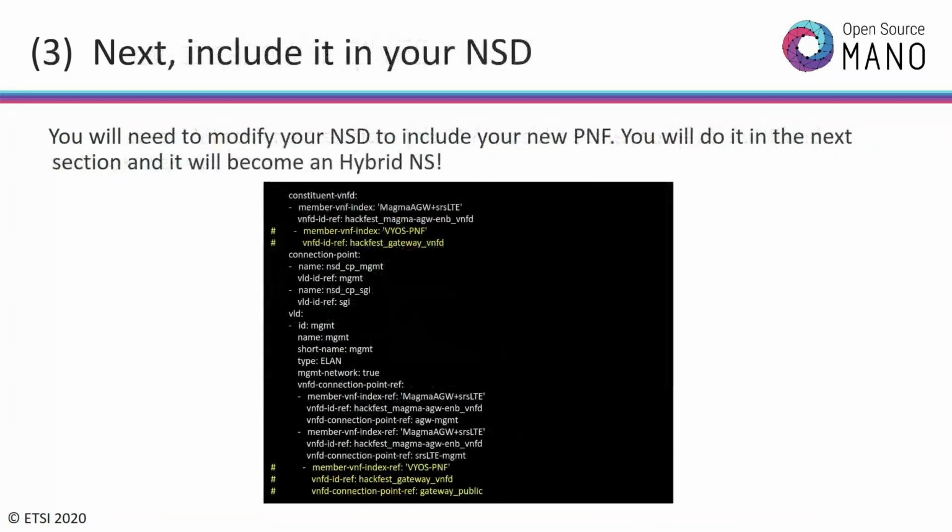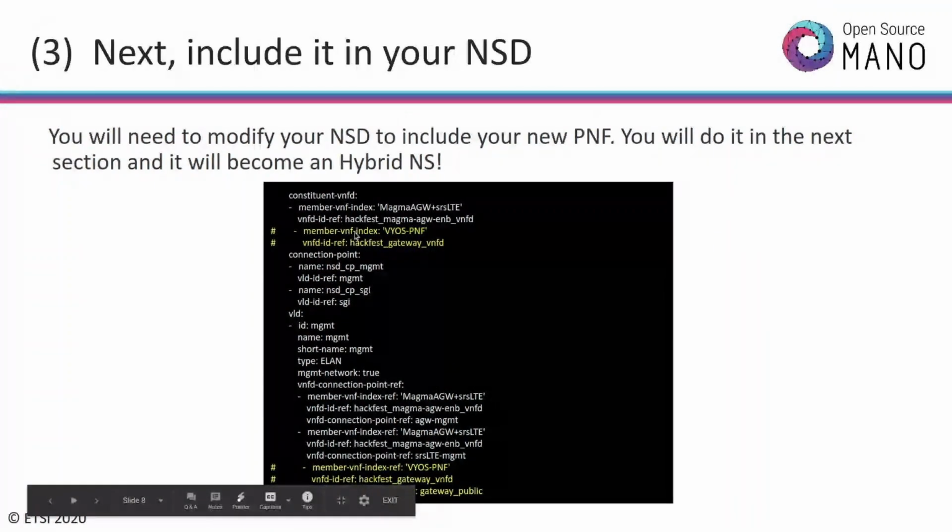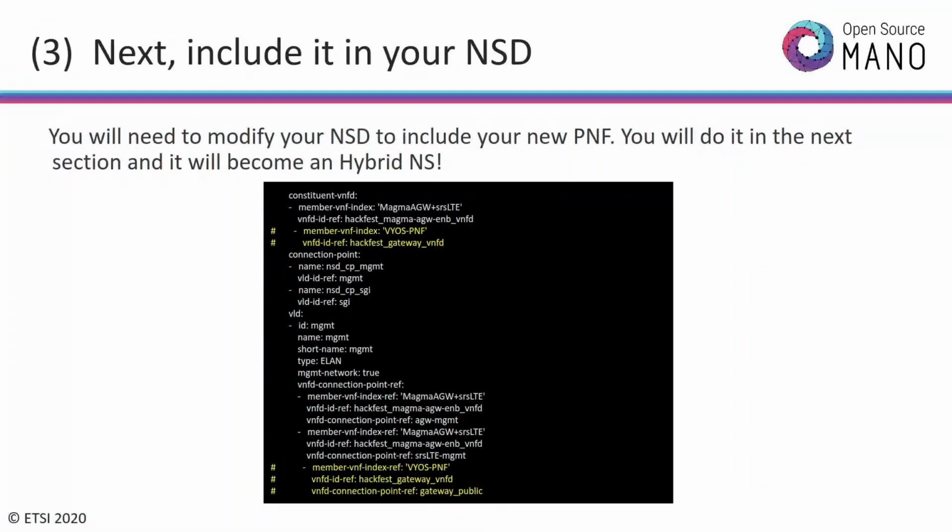So remember, your network service today, the network service of MAC Access Gateway, just has a single VNF with two PDUs, which is the VNF that we call MAC Access Gateway SRS LT. Now you're adding a second VNF that is actually a PNF, which will be called BIOS PNF, and connected to the same network. And that's it. With this, you now have a network service which is comprised of a PNF and a VNF.